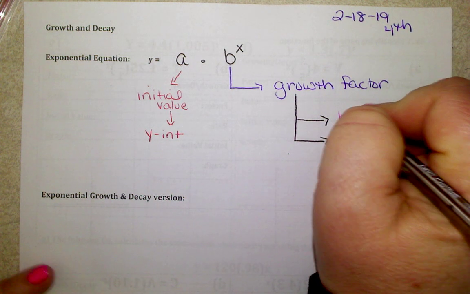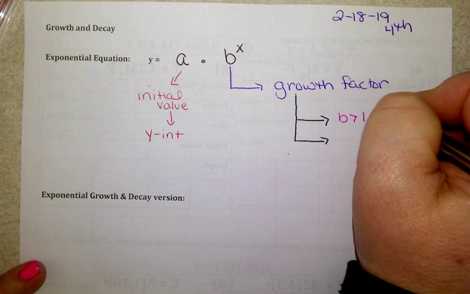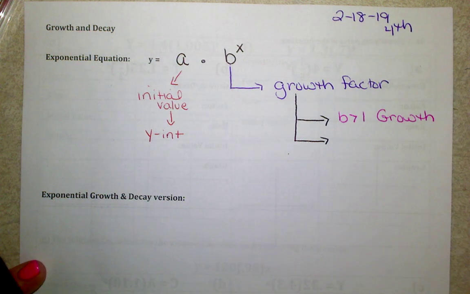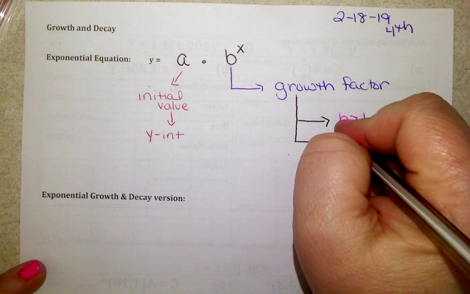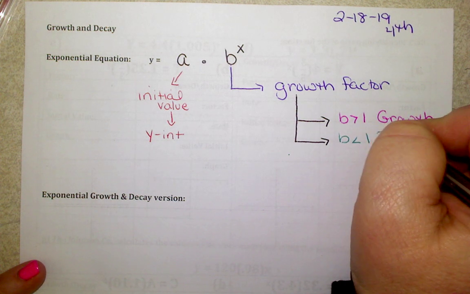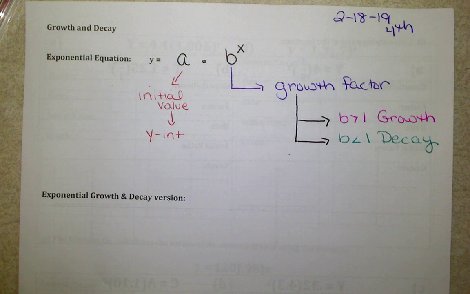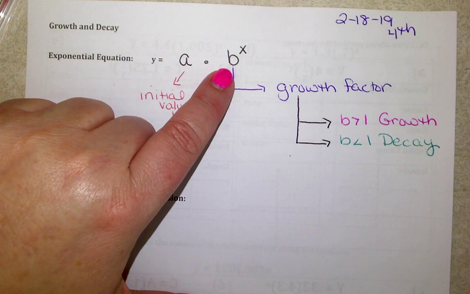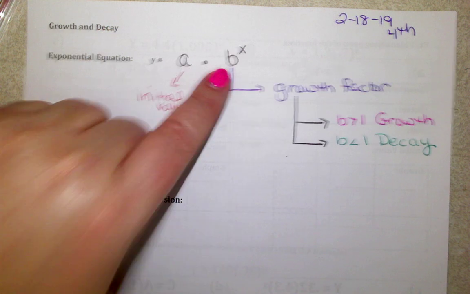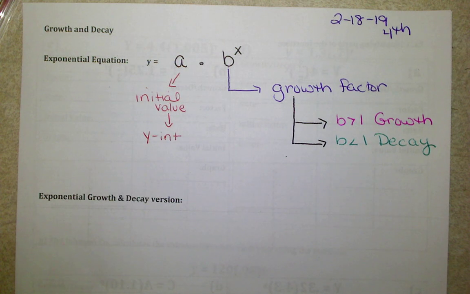If your b value is greater than 1, it's going to represent growth. And if your b value is less than 1, it's going to represent decay. That is important to know. All right, what's base start with? B. The definition of a base is the number being raised to an exponent, right? So notice here, b is your base. So if your base is bigger than 1, it's growth. If your base is less than 1, it's decay.